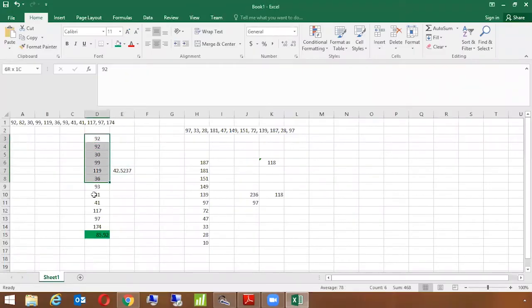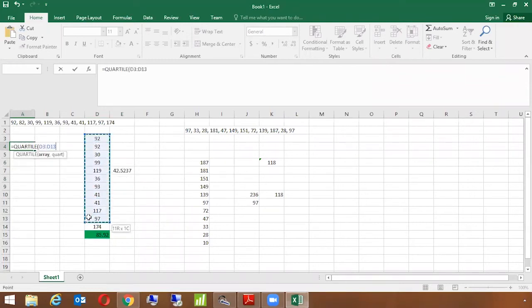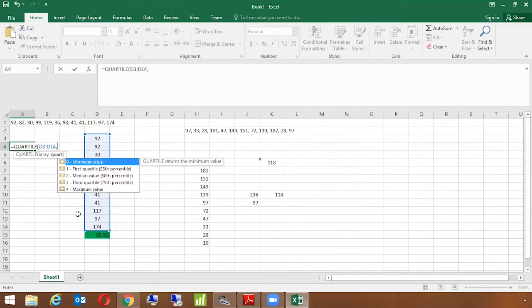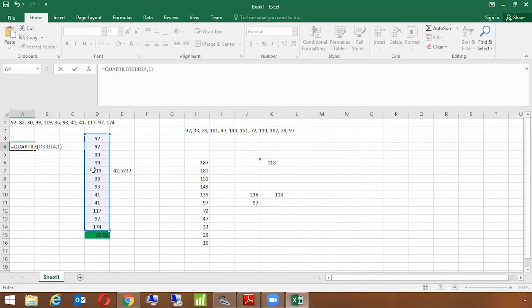We will take the same example to calculate quartiles. I can use the formula QUARTILE here. I am selecting the entire range. Since I want to calculate Q1, which is quartile 1, I'll use comma 1, which is the first quartile, and I close the bracket. So my quartile 1 is 41 here.